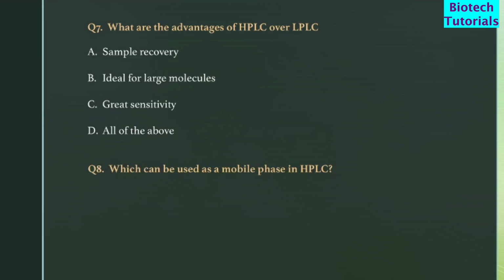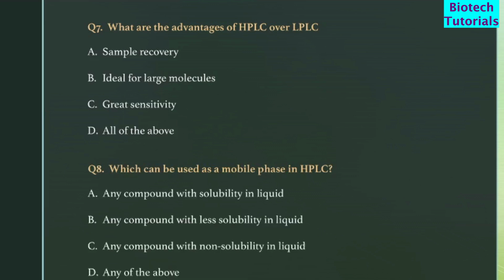Now, eighth question: which can be used as a mobile phase in HPLC? Any compound with solubility in liquid, any compound with less solubility in liquid, any compound with non-solubility in liquid, or any of the above.